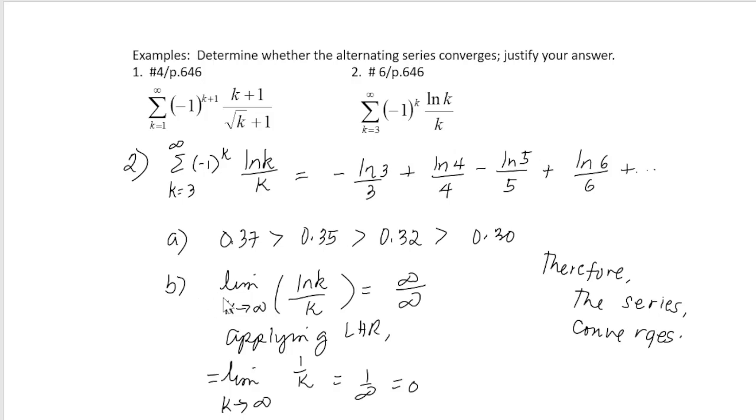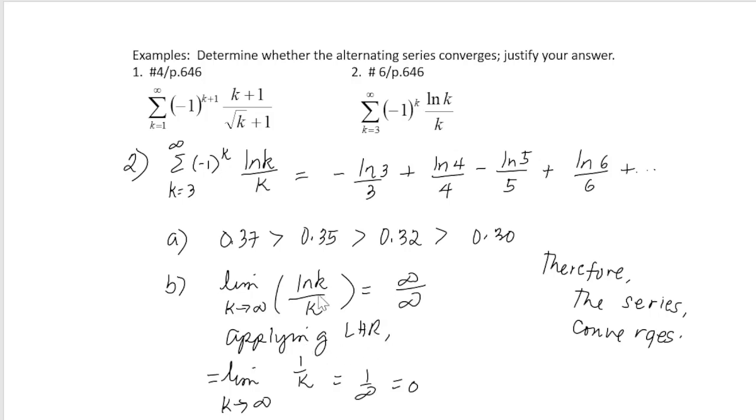For the second condition, we have to show that the limit of the nth term or the kth term of the series as k approaches infinity is equal to 0. To evaluate this, we replace k both in the numerator and denominator by infinity. So you have natural log of infinity all over infinity, which is indeterminate. So this is infinity over infinity. For this type of indeterminate form, we can use L'Hopital's rule.